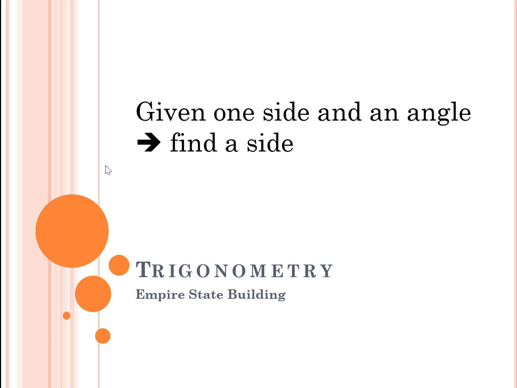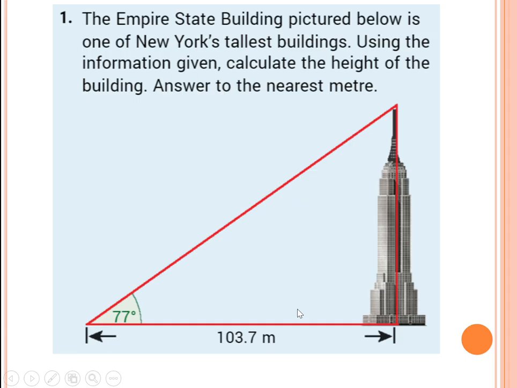Right, so this is a question for a change where we're given one side and an angle, and we're asked to find another side. Now you'll see in a second we can't use Pythagoras' theorem to do this, because with Pythagoras' theorem you must know two sides and then you can figure out the third. So this is trigonometry, and it's a question based on the Empire State Building.